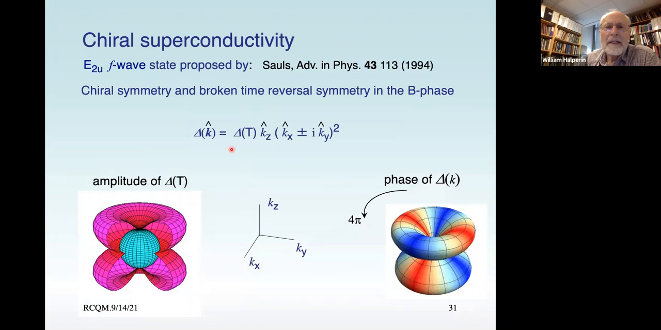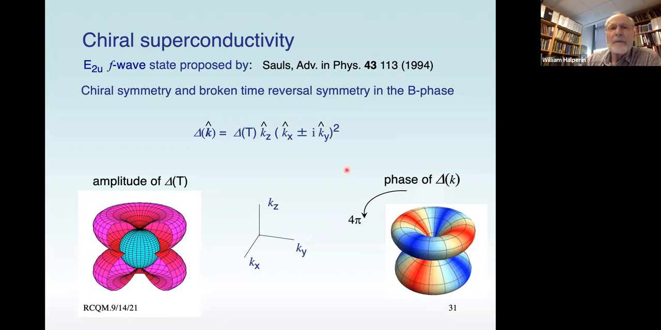And the approach I'm going to take here is different from helium-3, in that I'm going to follow the proposal by Jim Sauls, published in Advances in Physics, for a two-dimensional representation, the E2U representation, which is an F-wave state, and for which the order parameter has this structure. And for this particular state, I'm going to then ask, is experiment consistent with that state, rather than discuss all the other possible states that have been proposed.